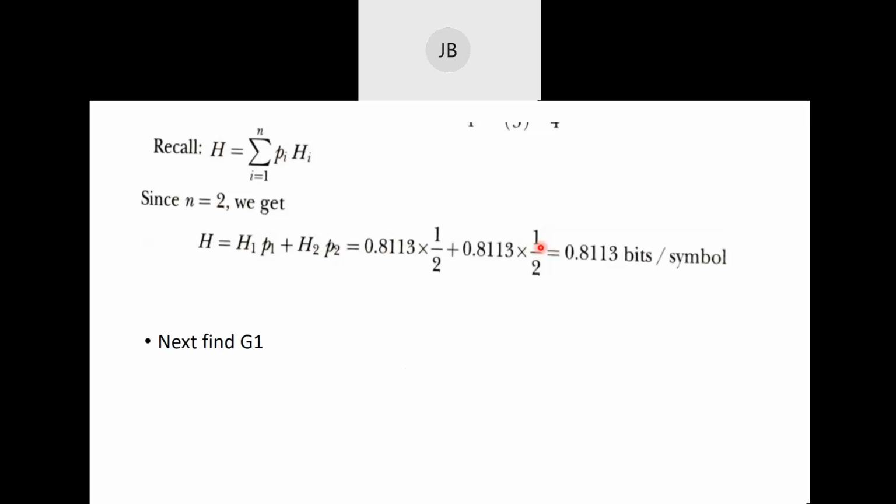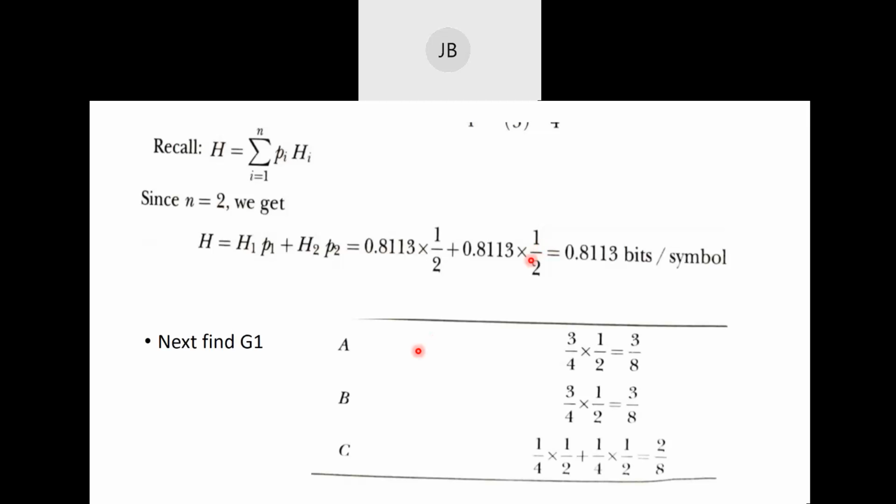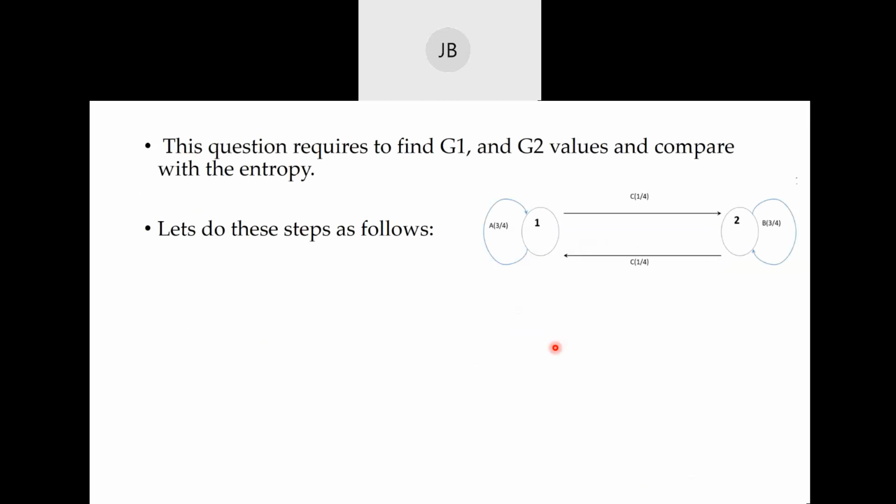Now we need to find out the G values. How to find G values? We just need to compute the different symbols we generate. When we say G1 value, that means generating any symbol having one letter, for example A or B or C. If you go back to the previous slide, you will come to know how we can generate A. That is 3 by 4 multiplied by the probability of the state here.